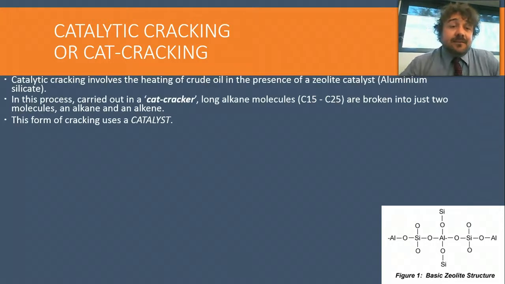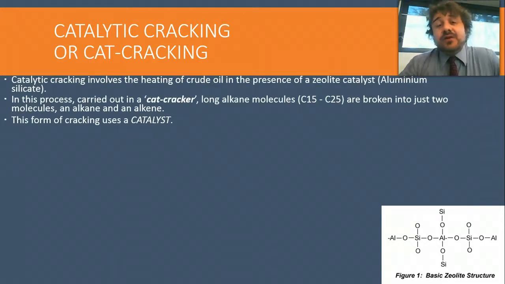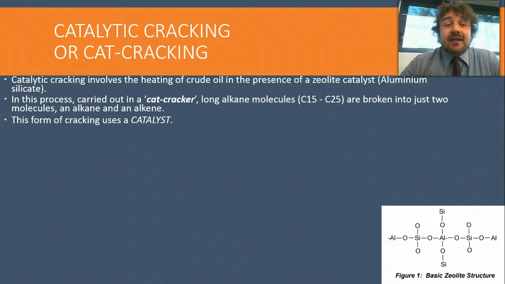Catalytic cracking involves the heating of crude oil in the presence of a zeolite catalyst. Not always aluminium silicate, but usually aluminium silicate. That's the most common one. This process is carried out in a cat cracker, which for you guys, it's safe to assume looks like a fractional distillation tower. Long alkane molecules from about carbon 15 to carbon 25 are broken into just two, an alkane and an alkene.